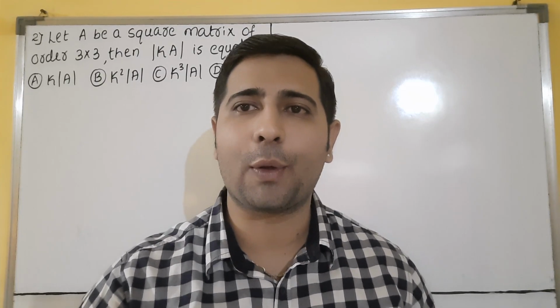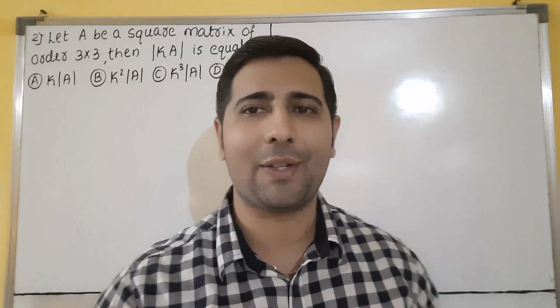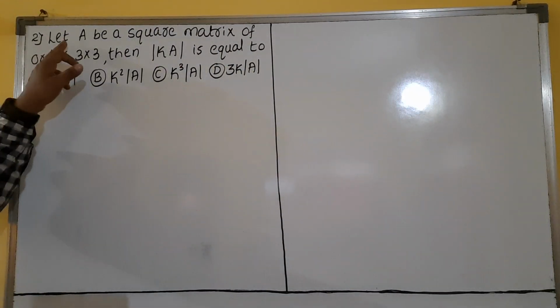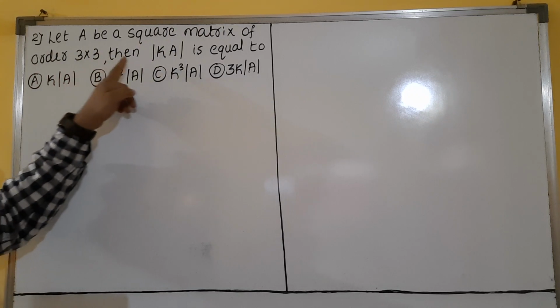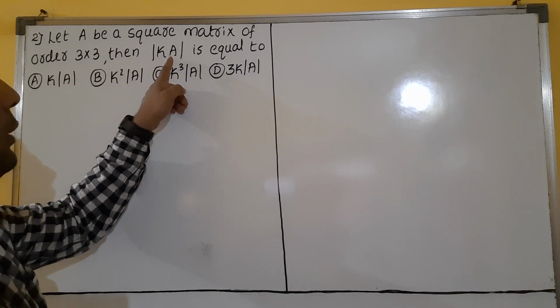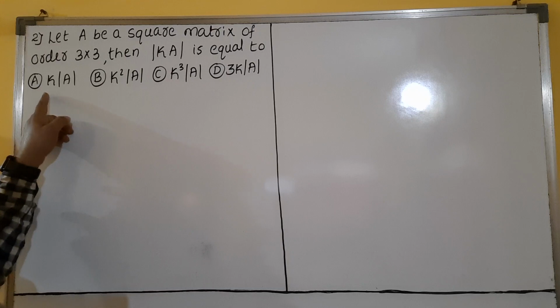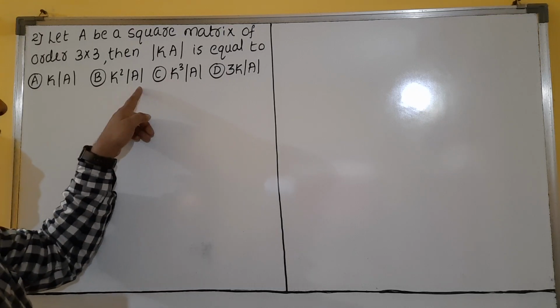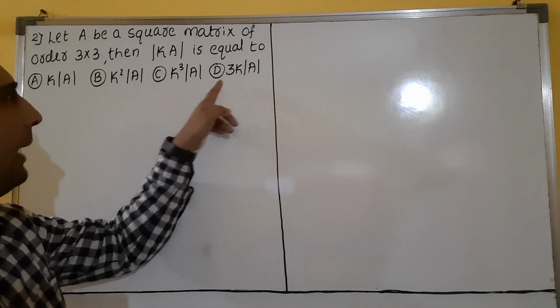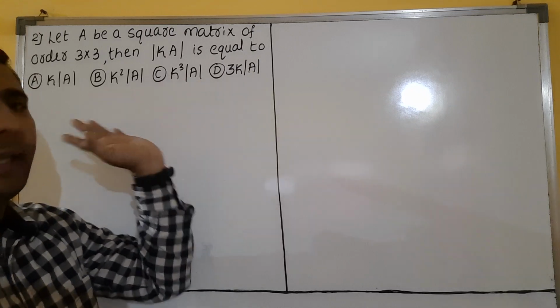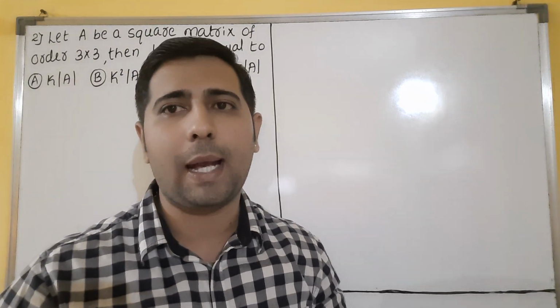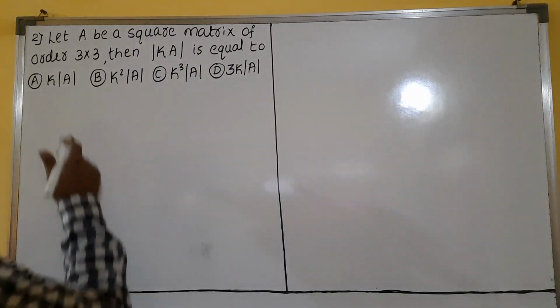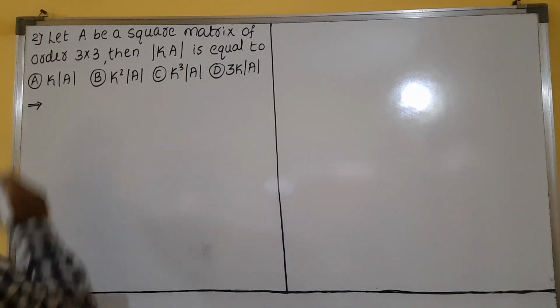I hope all of you have copied. Now let us see the next question, dear students. Question number 2. Let capital A be a square matrix of order 3 into 3. Then determinant of k into A is equal to: k into determinant A, k square into determinant A, k cube into determinant A, 3k into determinant A. A, B, C, D are given. So let us see which option will match. Let us see. So what is the order here they have given?